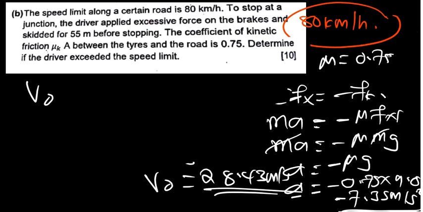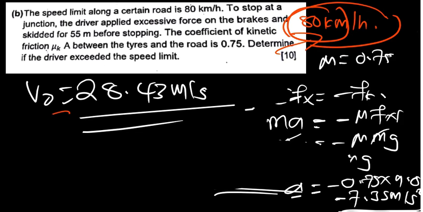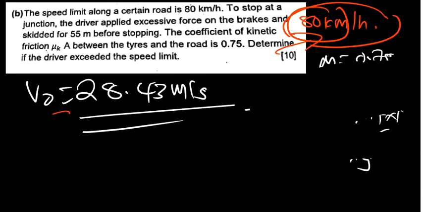So we have found that the initial speed is 28.43 meters per second. Now we have to convert this speed into kilometers per hour for us to see if it exceeded the speed limit. The speed limit was 80 kilometers per hour. So you can either convert this to meters per second, or convert that to kilometers per hour. Let's just convert 80 to meters per second.